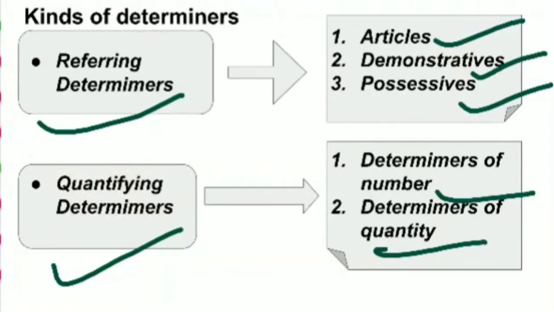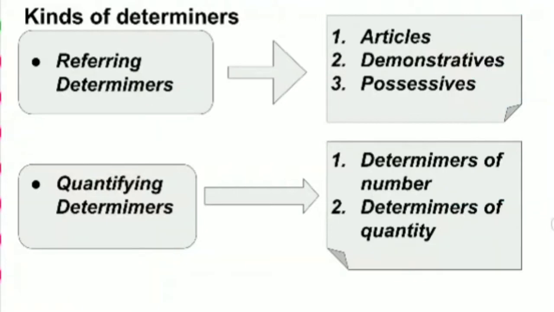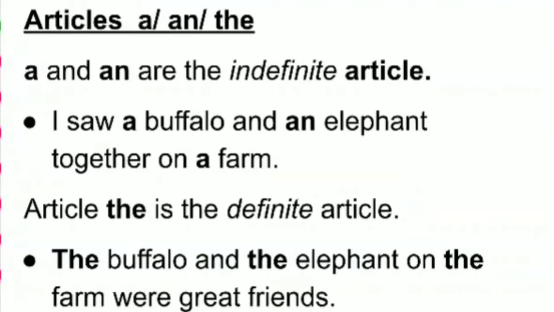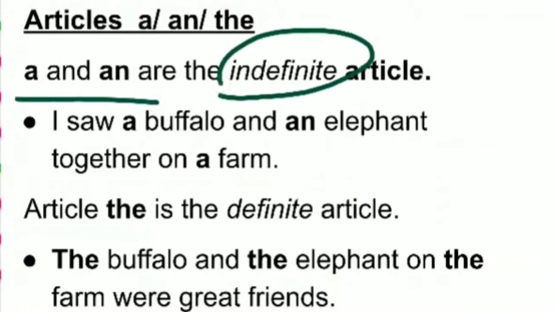Let us go through the referring determiners. Referring determiners are further categorized into three parts: articles, demonstrative and possessive. You all know what the articles are. Articles a, an and the. Here a and an are the indefinite articles.